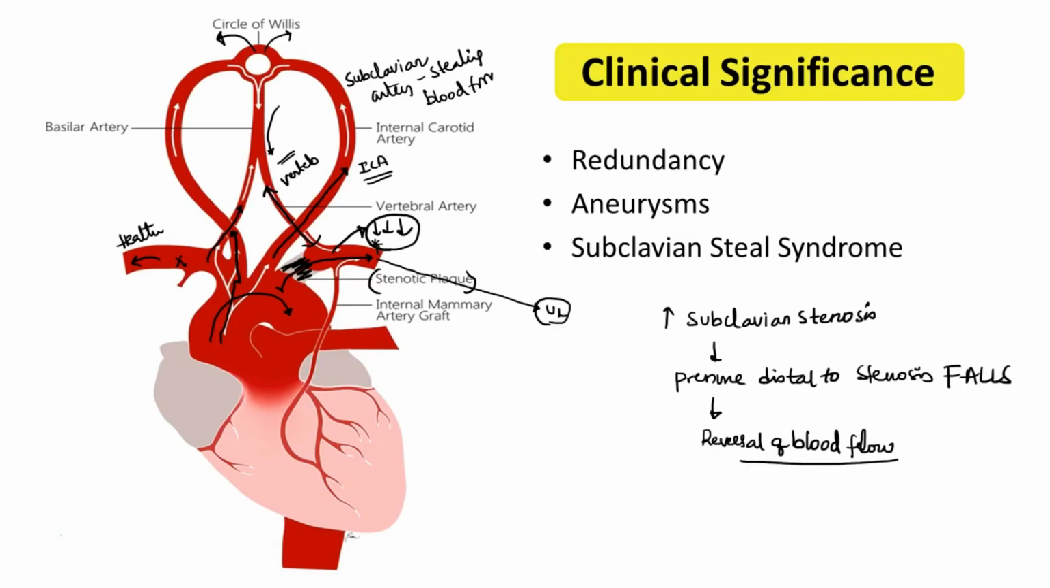So when they ask a question about what is circle of Willis, you need to mention its definition, its location, what are the major branches of cerebral arteries which are aiding in formation of circle of Willis, and its clinical significance, that is the aneurysms part, and what is subclavian steal syndrome.